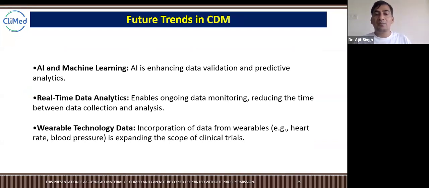Okay, so AI and machine learning, real-time data analytics, wearable technology data, how to extract the wearable technology data into the EDC. Because nowadays we still collect on paper format and enter into the EDC, or we directly enter into the EDC. But now the challenges and future trends are coming: the person is wearing the wearable technology, and the data will directly enter the EDC without any process. So that kind of thing is coming in the future for the CDM, right?